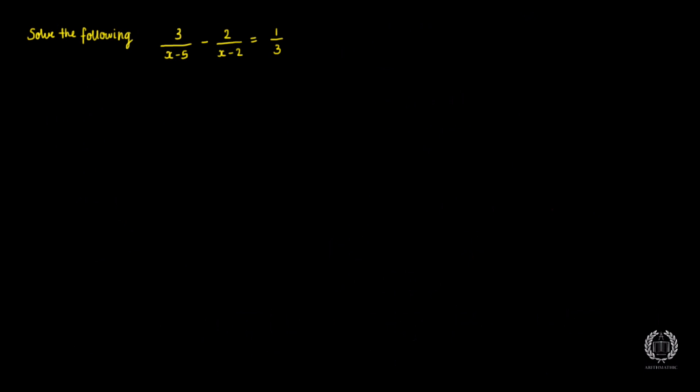Okay, so let's get straight to the question. The question here is asking us to solve the following: 3 over x minus 5 minus 2 over x minus 2 equals 1 over 3. Now, if you remember from the beginner video, the part 1 video, when we had something like this, forget about the equals 1/3, and then we had to simplify, right? So I'm going to do the same thing. I'm going to simplify this bit of the equation, and we're going to keep 1/3 to the other side. It's fine. We're not going to do anything with that yet.